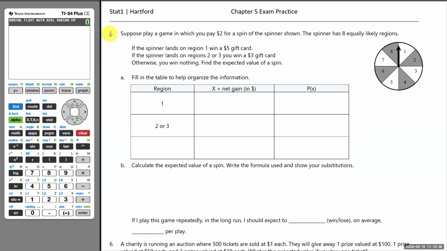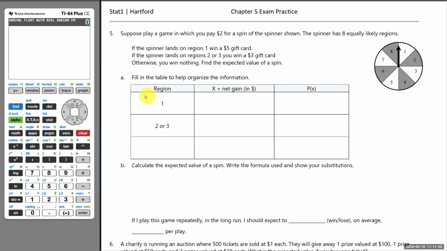So suppose you play a game in which you pay $2 for a spin of the spinner, which has 8 equally likely regions. And if the spinner lands on region 1, you win $5. If the spinner lands on region 2 or 3, you win a $3 gift card, and otherwise you win nothing. And we'll be interested in the expected value for you on a spin of the spinner.